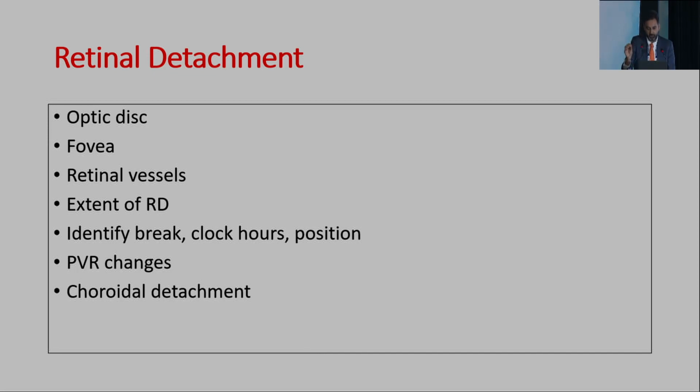So retinal detachment, we're going to just start off from there and look at different things, because it's going to cover different aspects of the retinal drawing. So you want to look at the optic disc, the fovea, the retinal vessels. You want to look at the extent of the retinal detachment, identify the breaks, the clock hours, the position, PVR changes if they are there, and represent them adequately, choroidal detachment if there is or not.